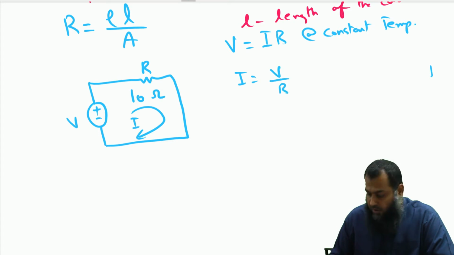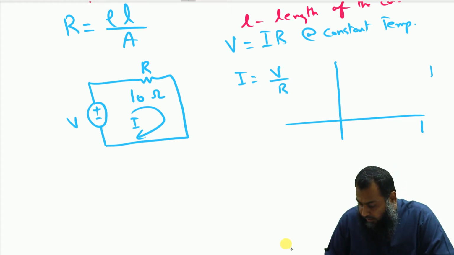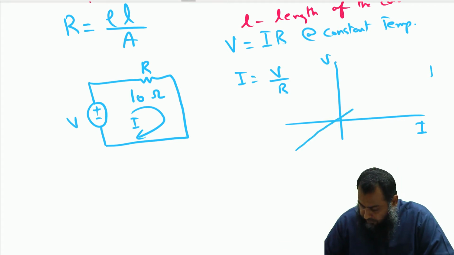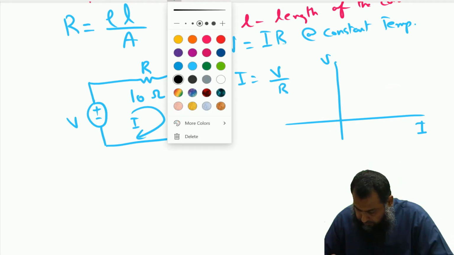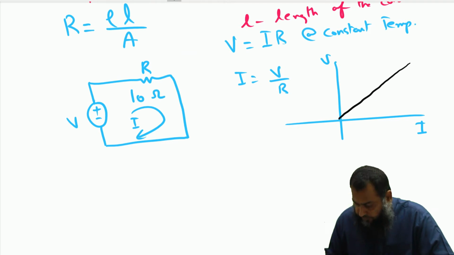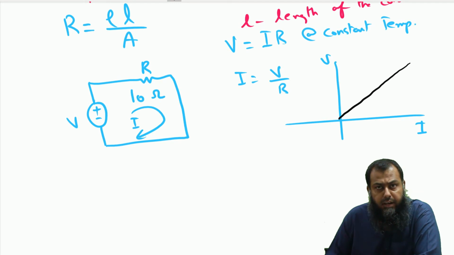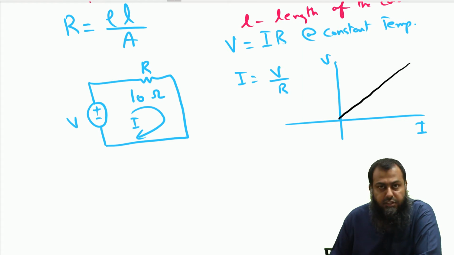R. Now if we plot the characteristics of the current versus the voltage, then there exists a linear relationship between the current and the voltage, right? But this linear relationship, as I said earlier, is actually temperature dependent. Suppose that we have a resistance which changes with time.